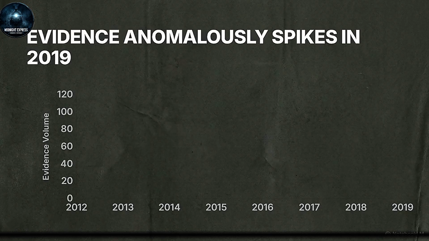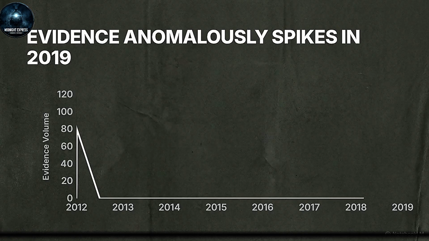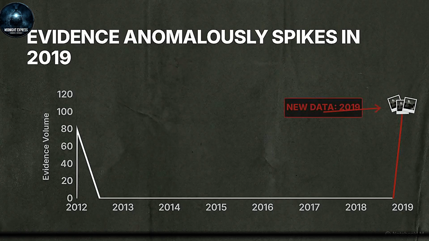This chart tracks the flow of evidence. We see the original 2012 inputs, followed by a total vacuum of data, and then a sudden spike in 2019. Inside the folder were freshly printed photographs that were never part of the original investigation. The images showed 𝗪𝗀 as she appeared in 2019. The subject of the file had aged 7 years, connecting the original disappearance directly to the present day.